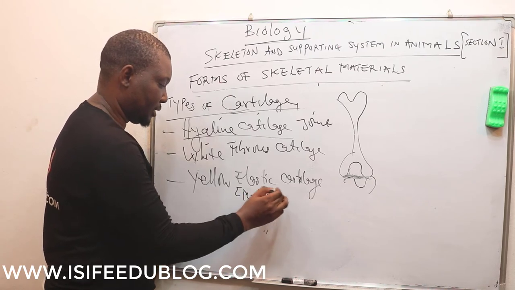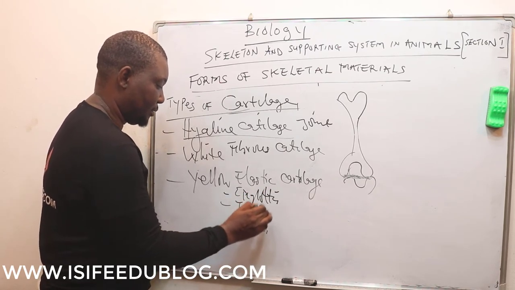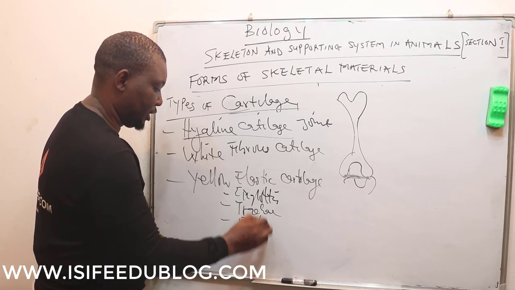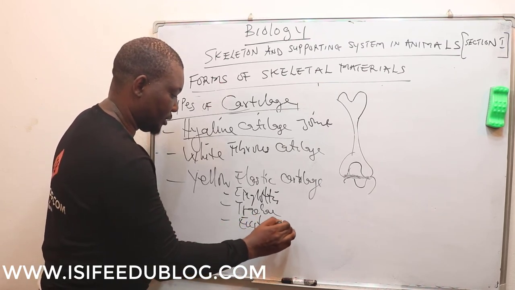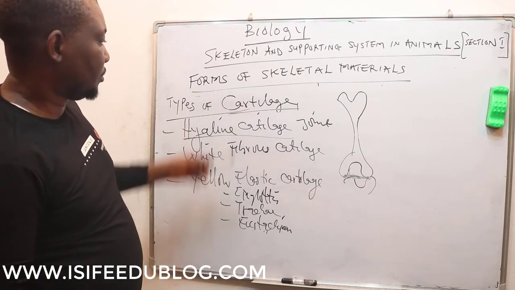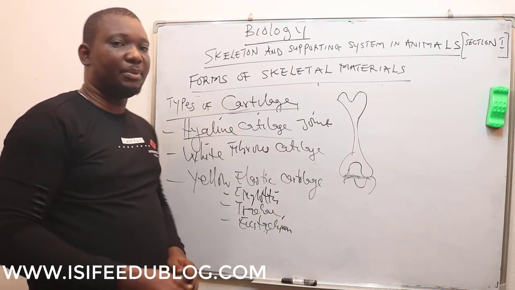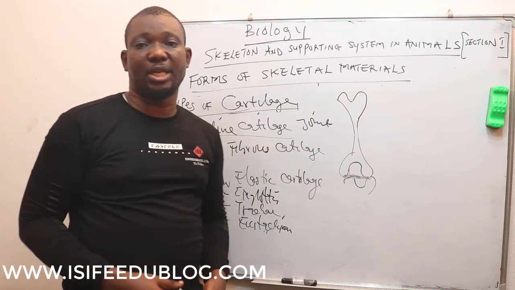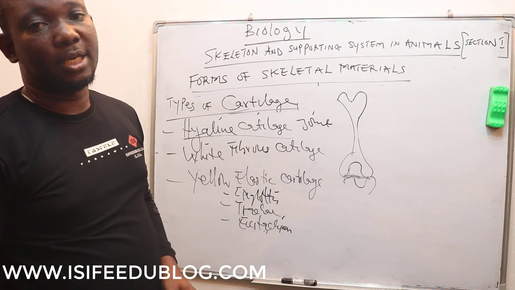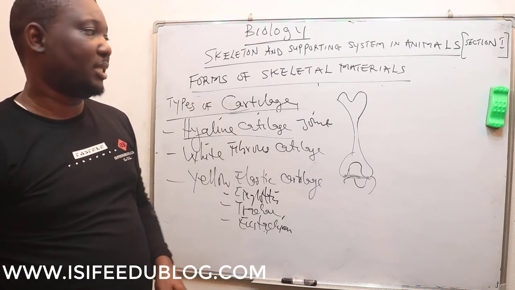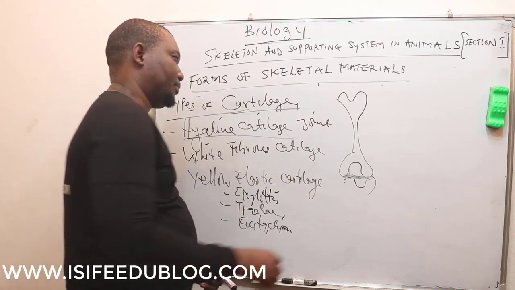The pig glottis, trachea, and the eustachian tube of the ear. Okay, so these are the three main types of cartilage. Remember I told you that cartilage comprises a living cell known as chondroblast, a carbohydrate, and a protein that gives it flexibility, toughness, and elasticity.